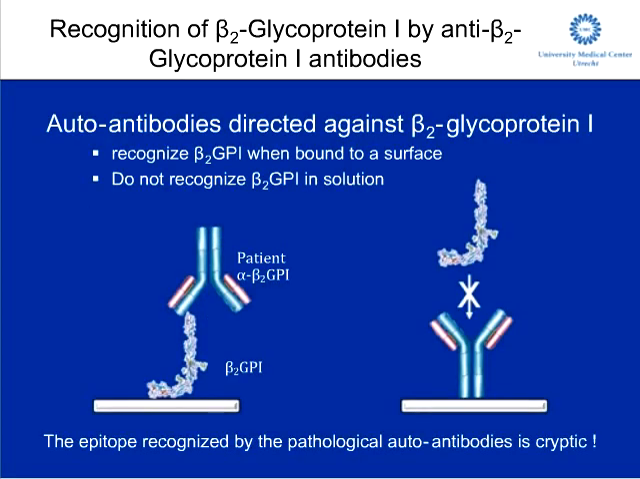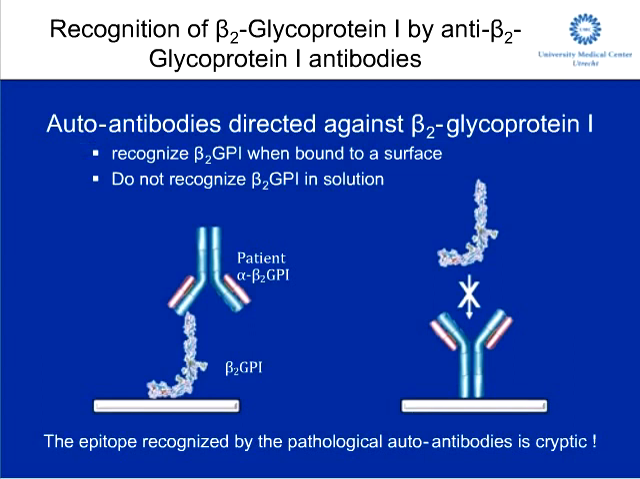We checked that further, and indeed, if you coat beta-2-glycoprotein 1 on an ELISA tray, the patient antibodies do recognize beta-2-glycoprotein 1. But if you do it vice versa, you coat the antibodies on an ELISA plate, isolate the patient antibodies and try to bind beta-2-glycoprotein 1, you do not see binding. So apparently, the epitope on beta-2-glycoprotein 1 is not accessible to the antibodies in a normal situation. Only after you coat beta-2-glycoprotein 1 to a surface does it open up and get recognized by the antibodies.